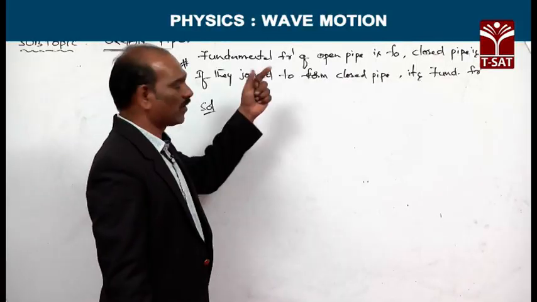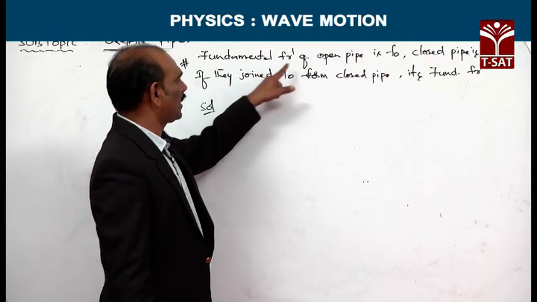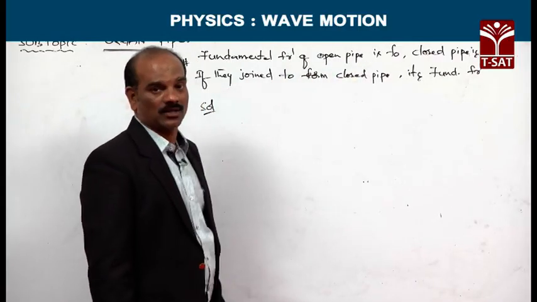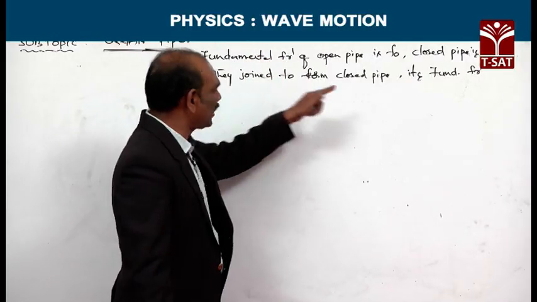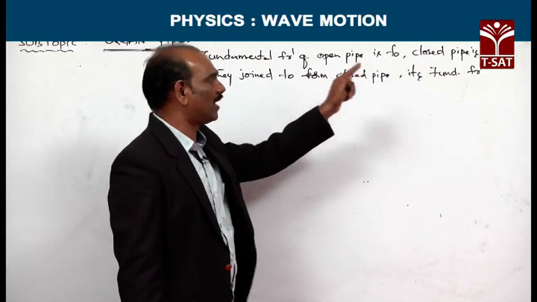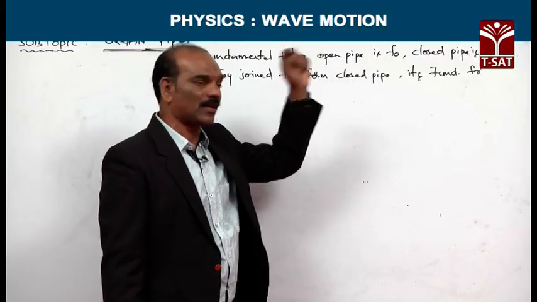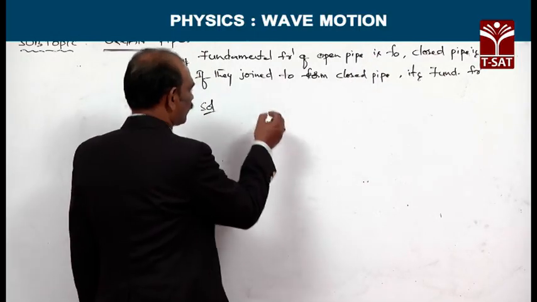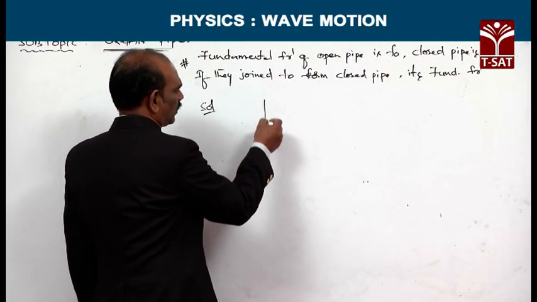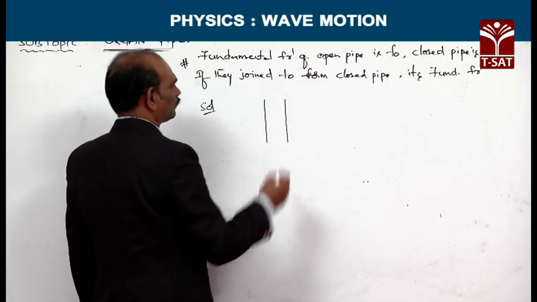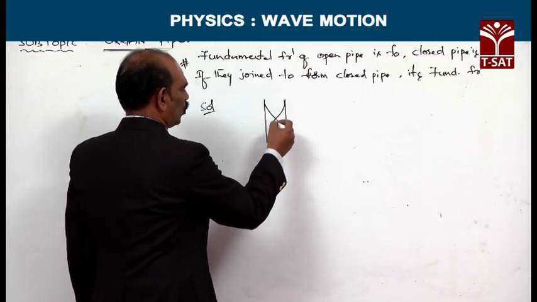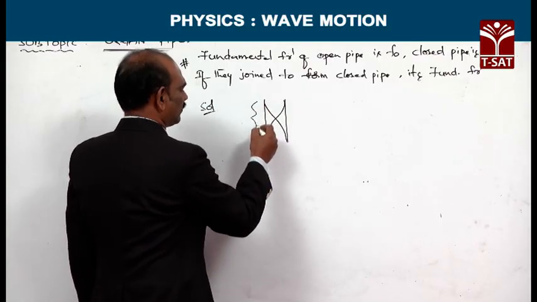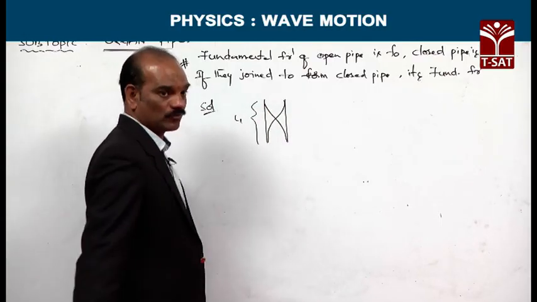One more problem: the fundamental frequency of an open pipe is F0 and of a closed pipe is Fc. If they join to form a closed pipe in the fundamental mode, we are asked to find the fundamental frequency. That means, let us consider this is one open pipe, this is the fundamental mode vibration, the length of this pipe is equivalent to L1.